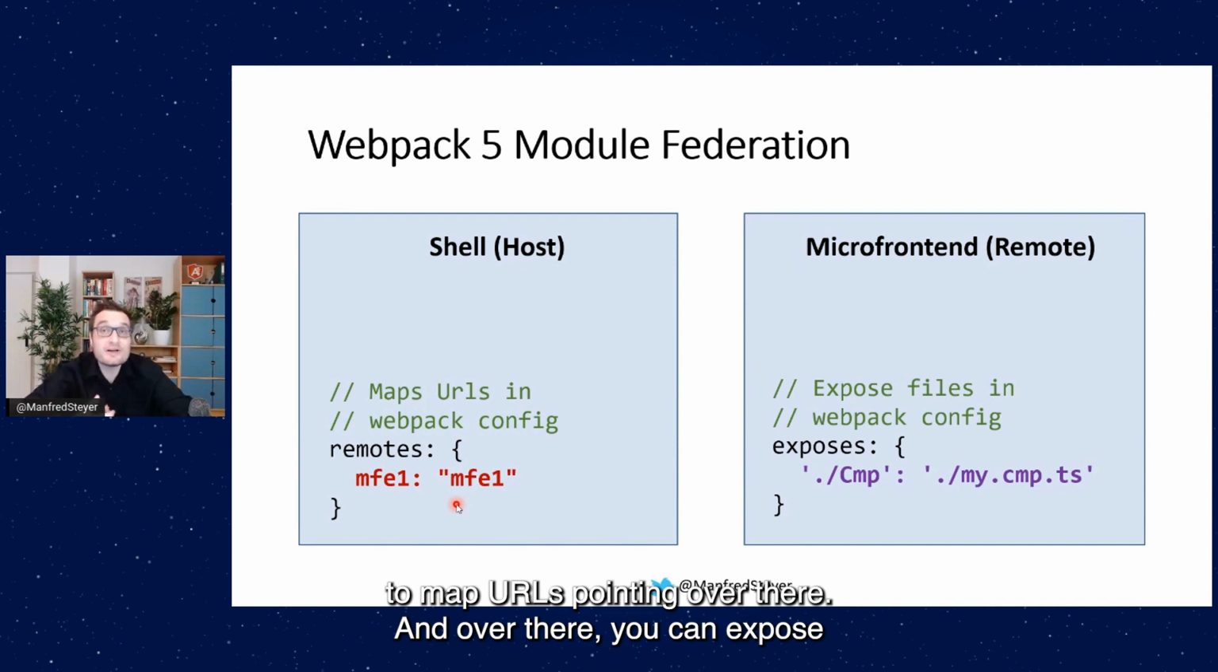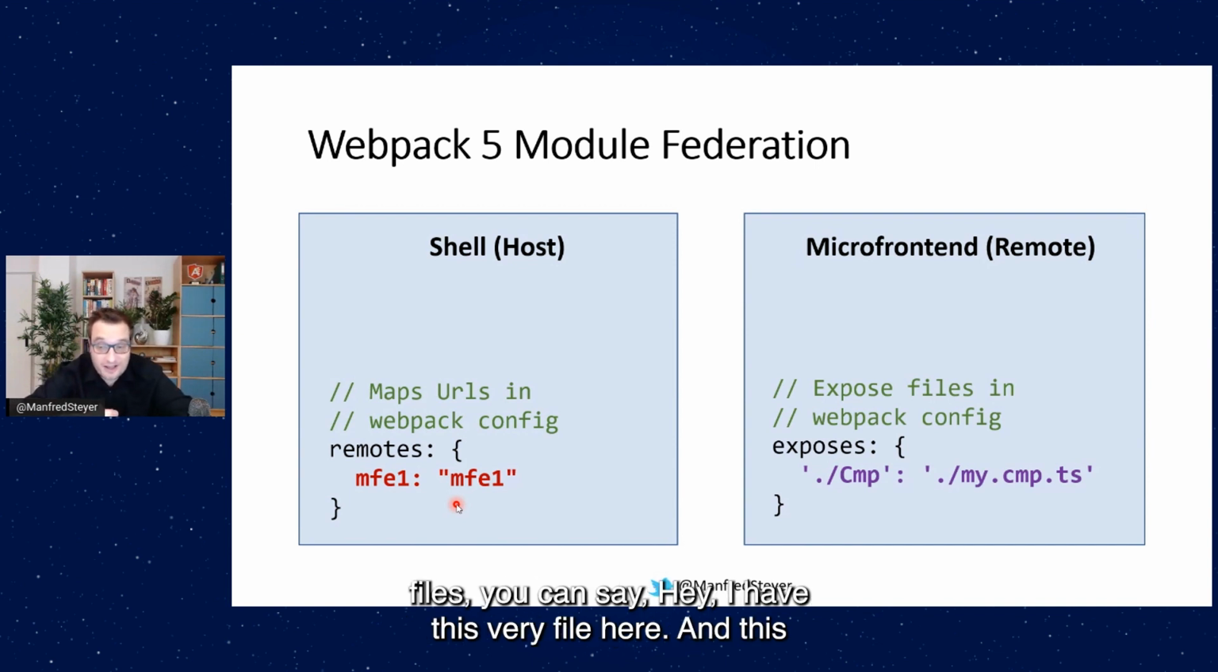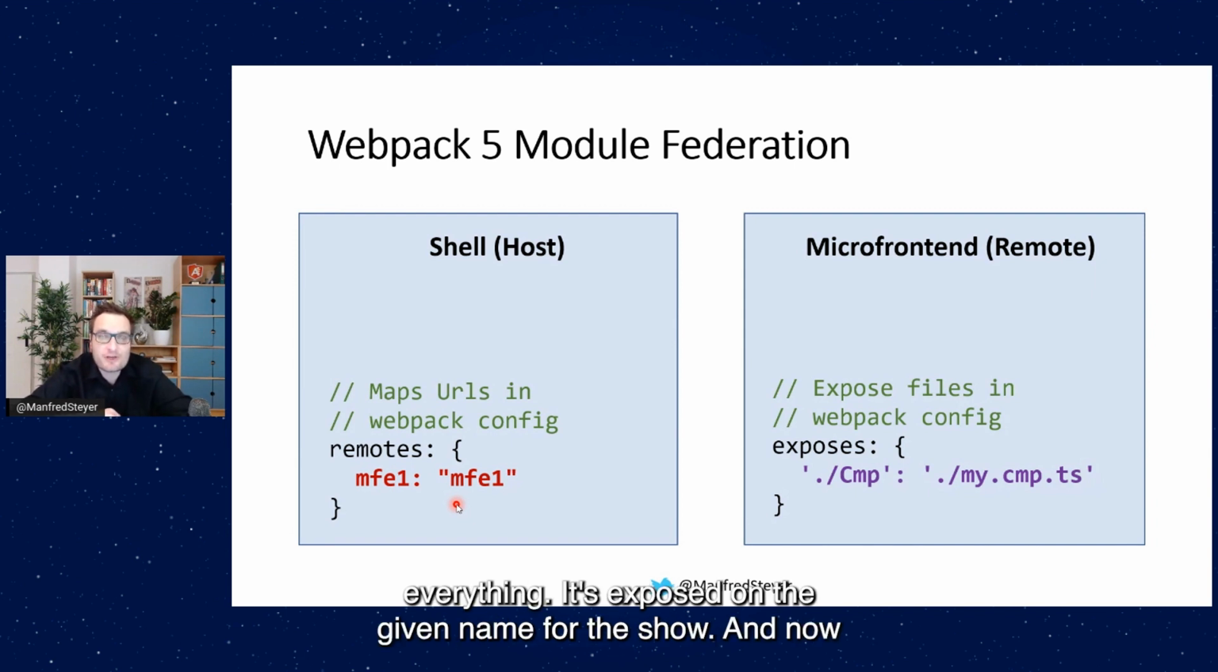And over there, you can expose files. You can say, hey, I have this very file here, and this file is exposed under the name CMB. This file, for instance, holds a component or a module with routes. It could also hold a function or just an object. It can be literally everything. It's exposed under a given name for the shell.